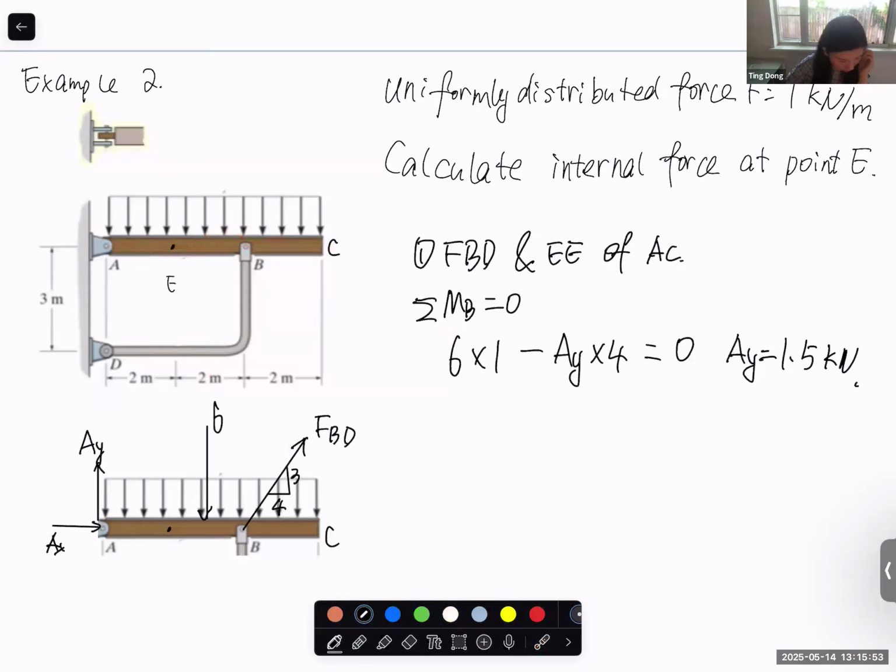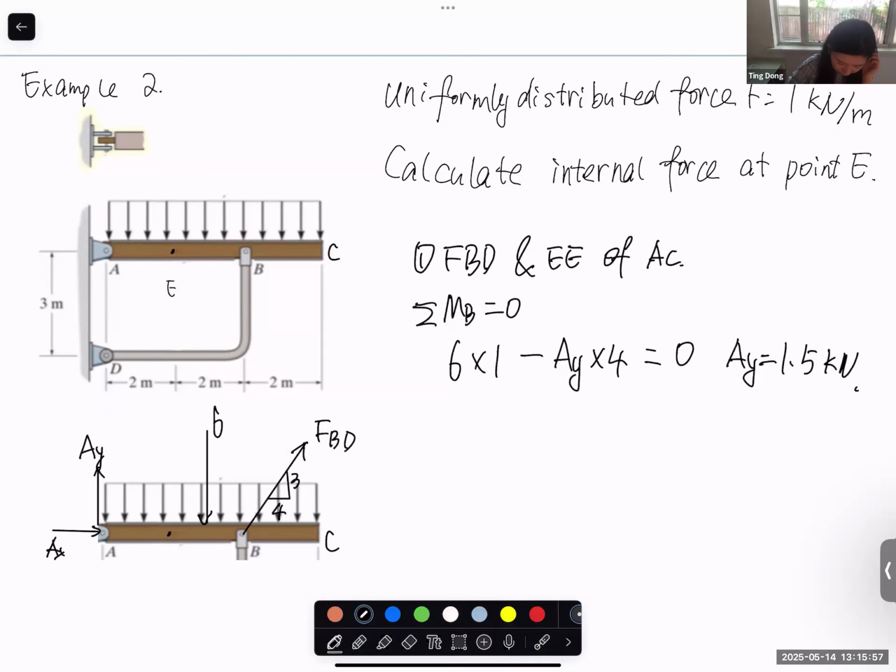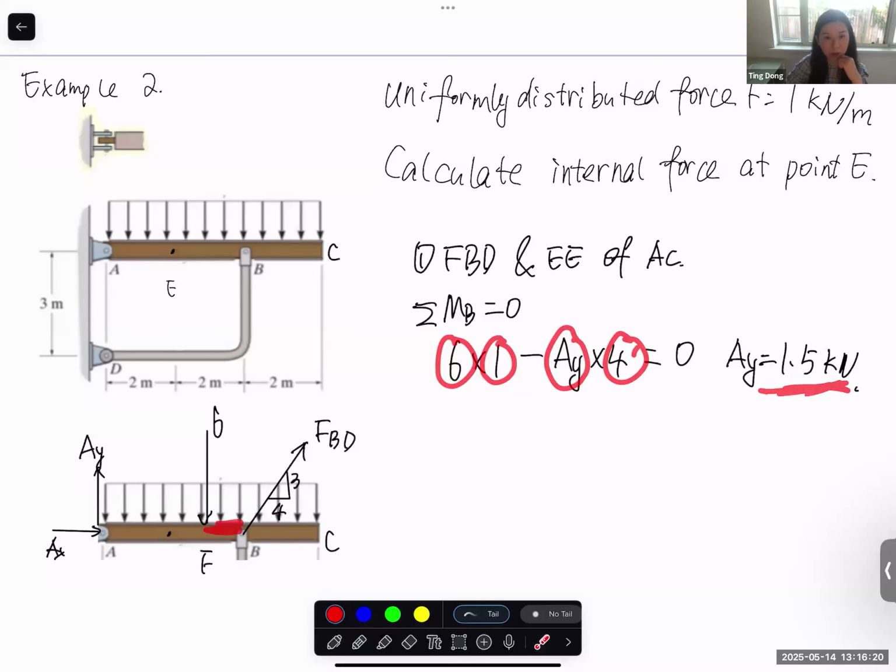Okay. Let's make a new point here. F point. Let's say this point should be 1. This distance should be 1 meter. This is the moment arm. Makes sense or not? Yes, thank you. Yeah. So force, moment arm, force, moment arm. AY equal to 1.5.